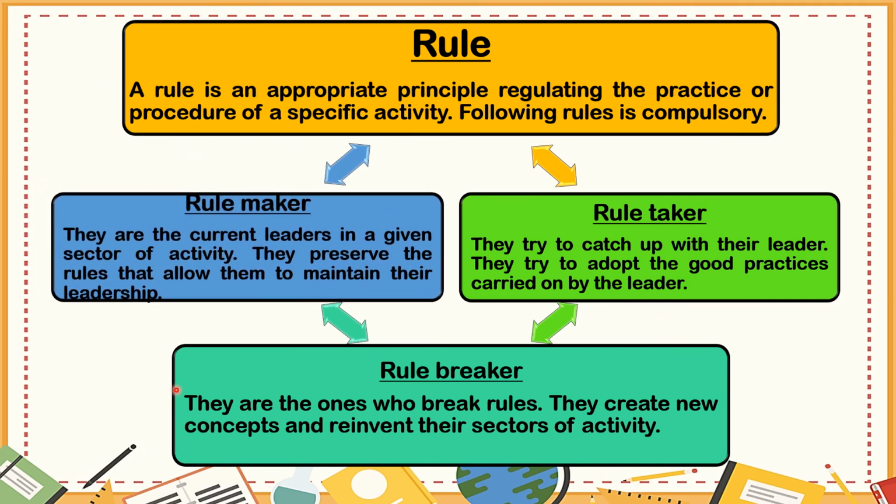Now, the last word that we have, rule maker. They are the current leaders in a given sector of activity. Basically, they are the government. They preserve the rules that allow them to maintain their leadership. Because of these rules, class, people obey. Because if we do not obey, we will be punished. Certain punishment is going to happen to us.